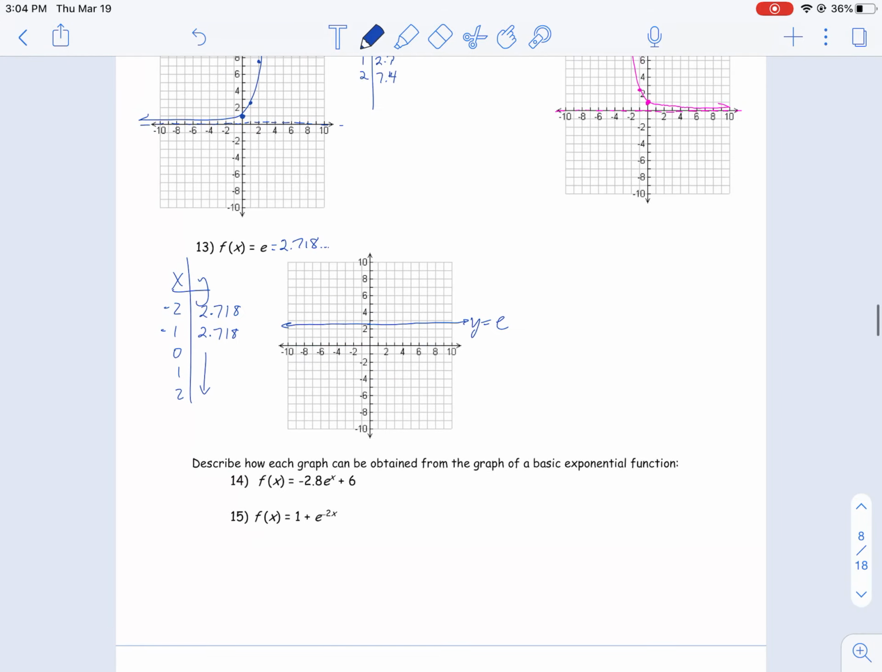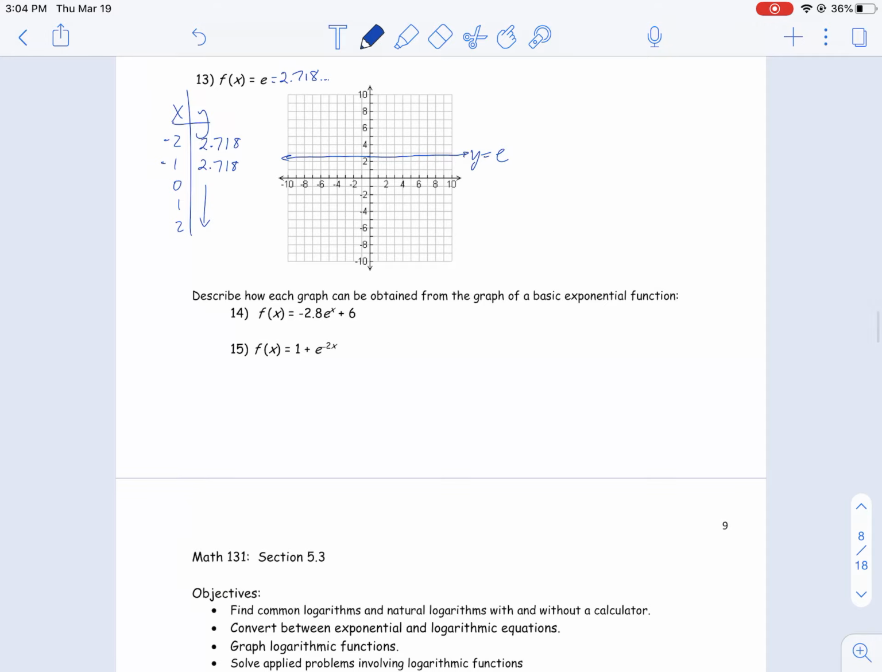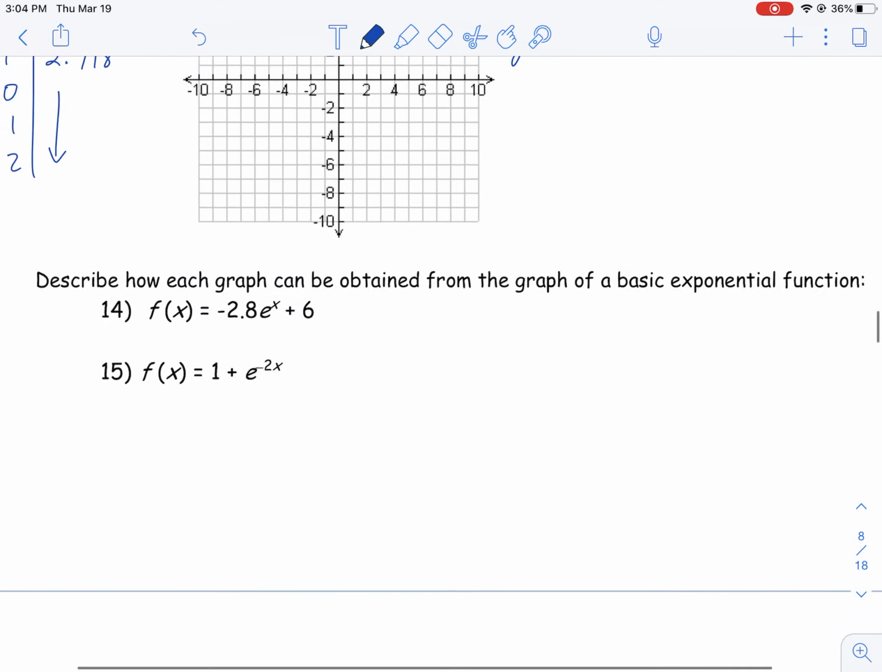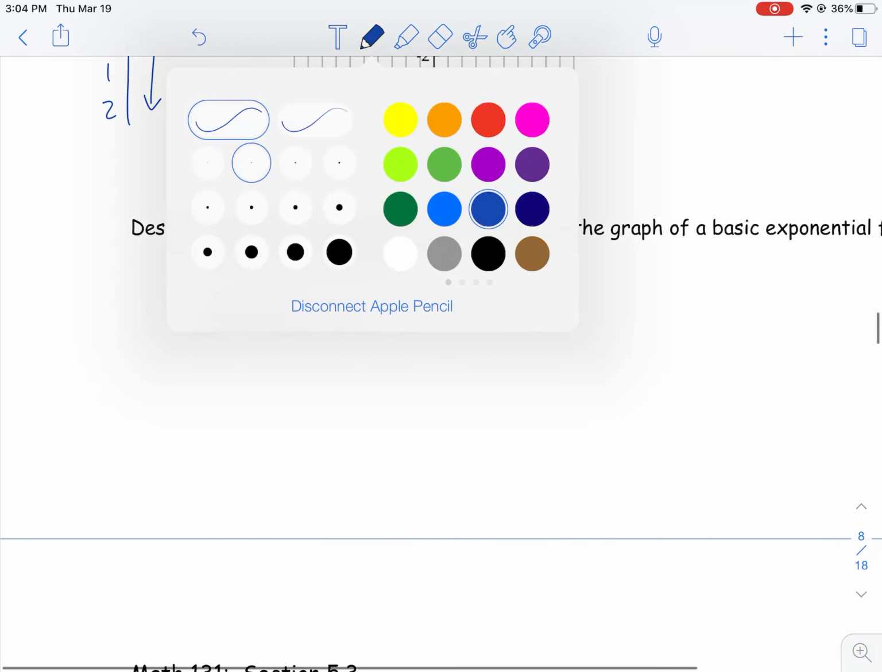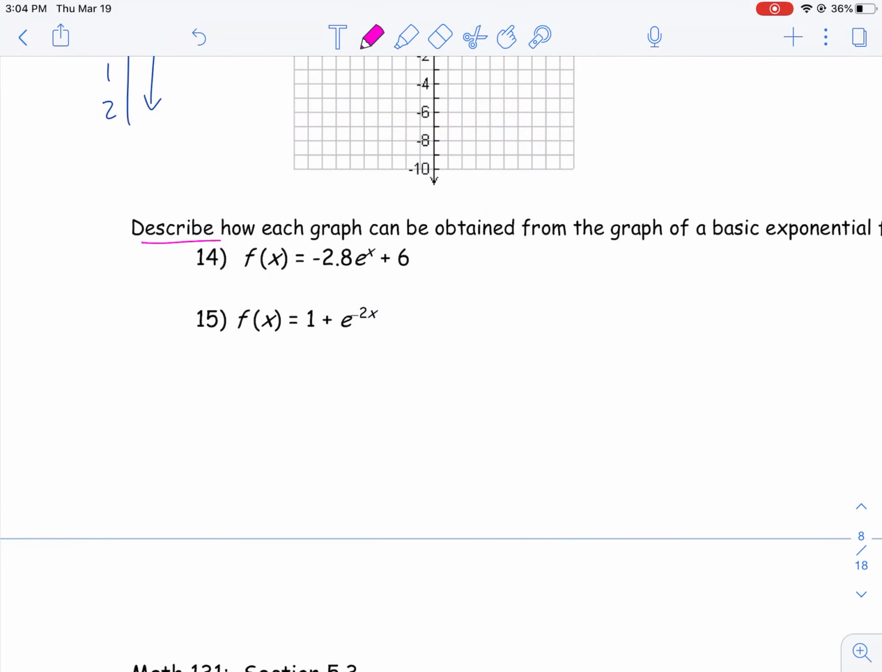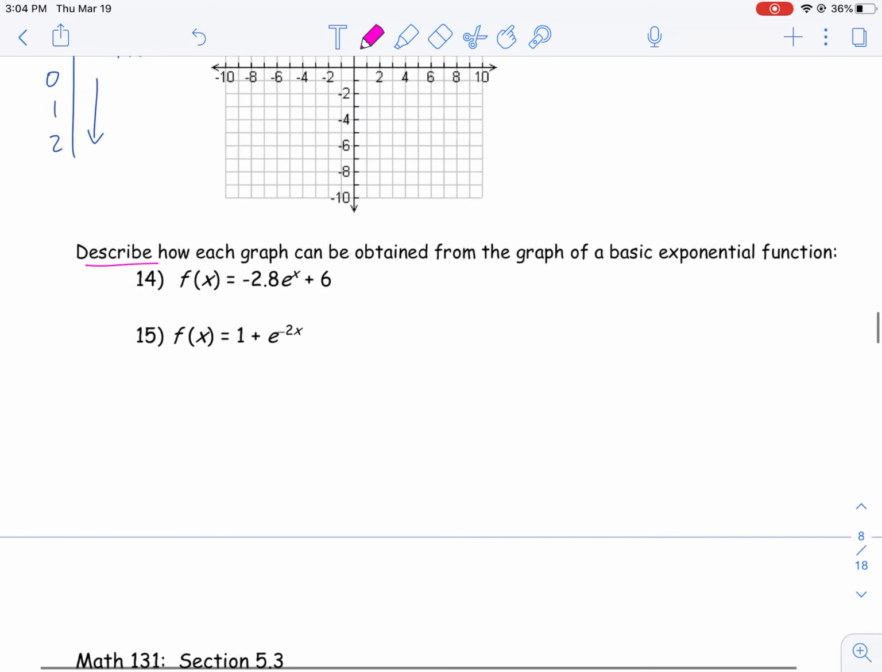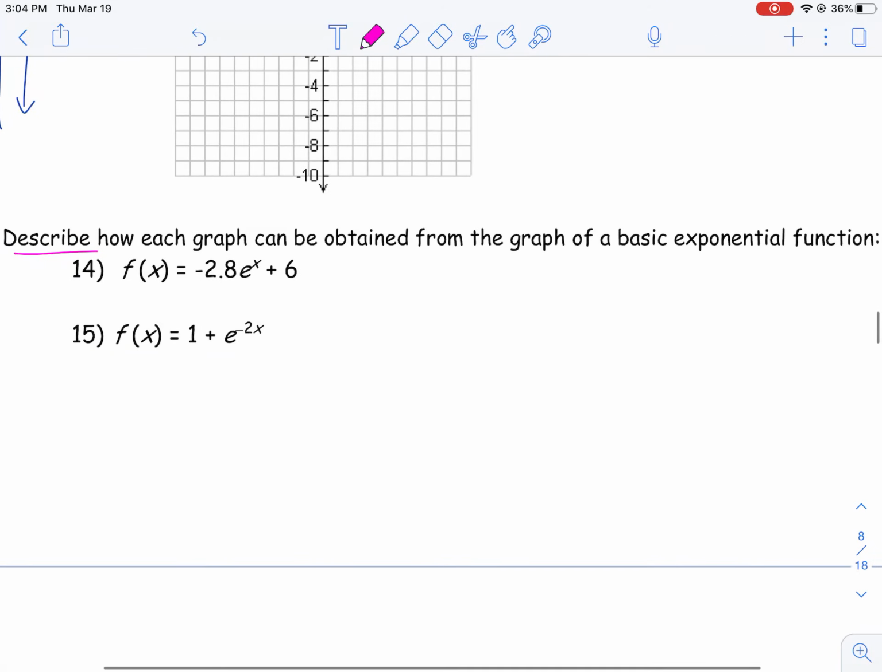All right, in this last section, we're just practicing transformations again. You'll notice it says describe how each graph can be obtained from the graph of a basic exponential function. So we don't actually have to graph here. We've got a few things going on here. We got the negative sign, we got the 2.8, and the plus 6. So the parent function, or the original function, is e to the x.